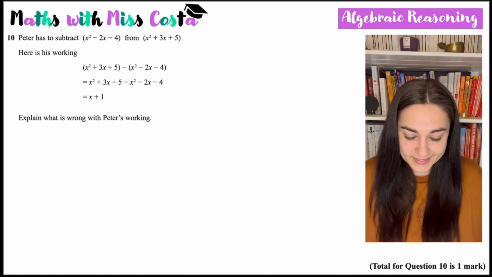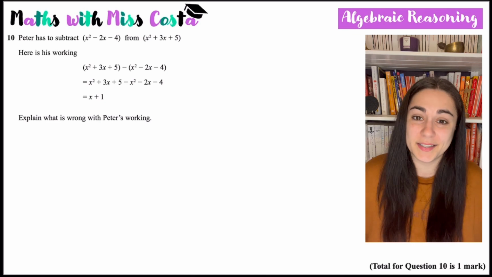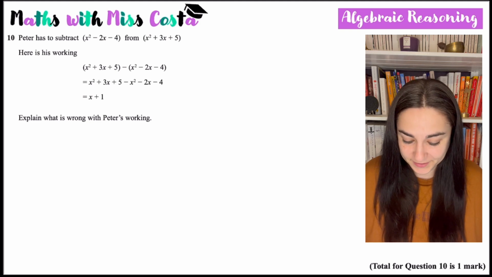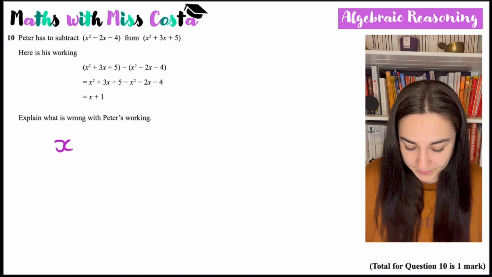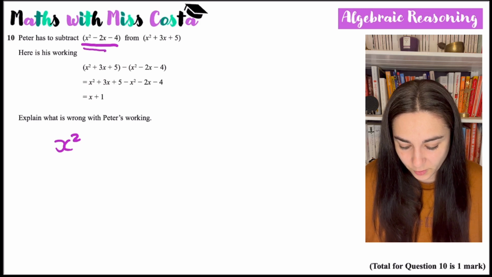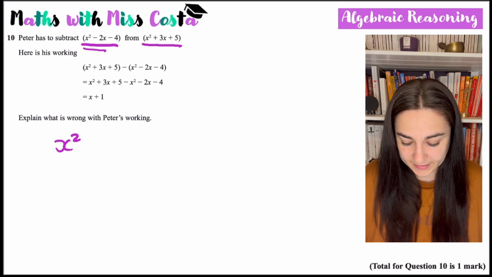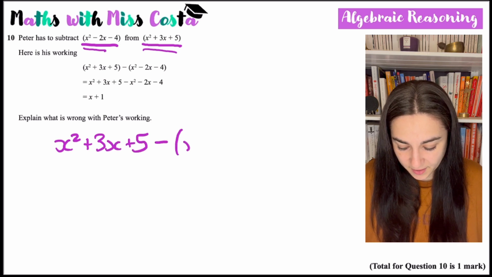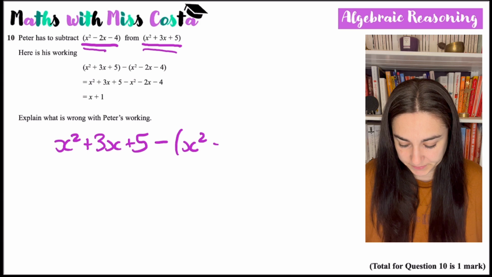Okay, so here is an algebraic subtraction, and this is actually something that people really frequently get wrong when they're doing algebraic fractions. So let's have a look at what's going on. So Peter has to subtract this from x squared plus 3x plus 5. So let's write x squared plus 3x plus 5, and then I am subtracting this whole expression.